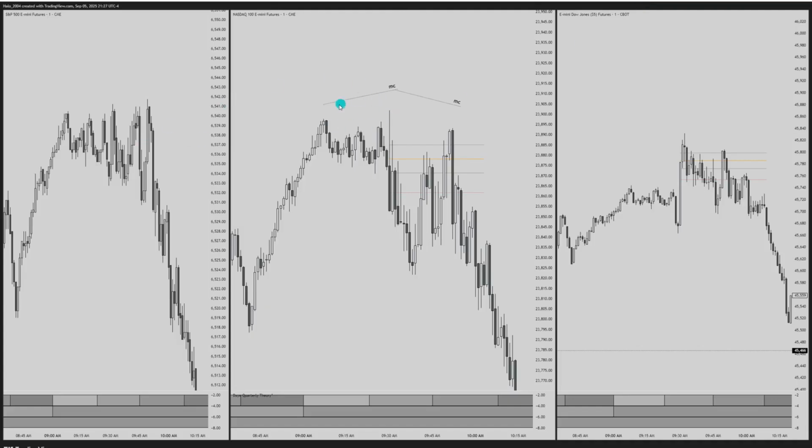Microcycle hidden sequential SMT at the highs Q1, Q2. NQ doesn't close, ES closes above, YM closes above. They all take the high, right? But NQ doesn't close above. So microcycle hidden sequential SMT. Followed by a distribution of the 930 candle. The 930 candle hosts a distribution lower.